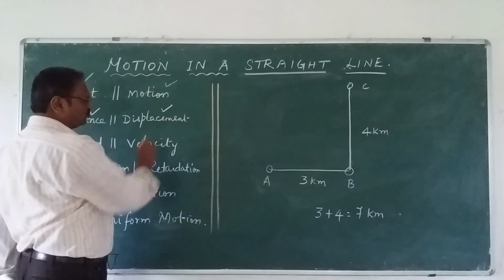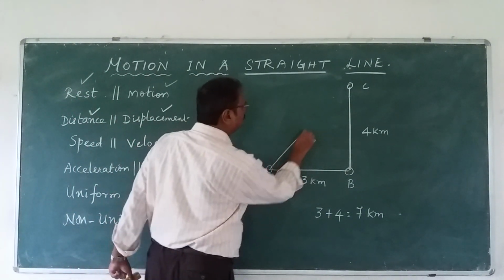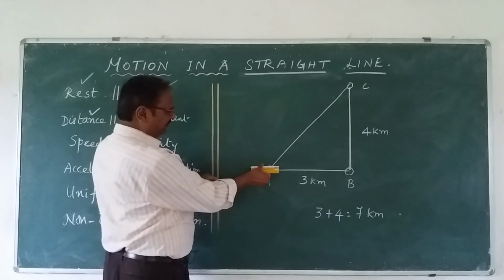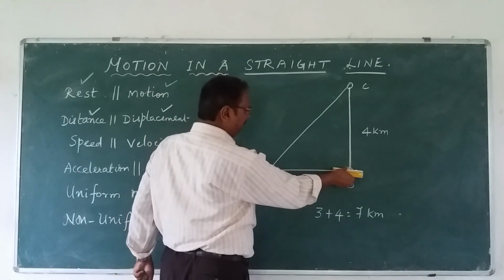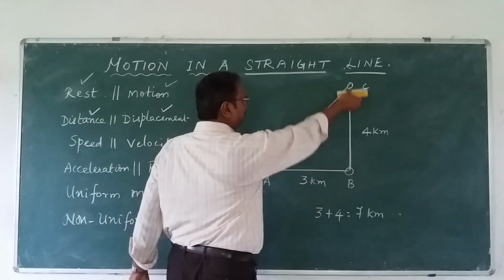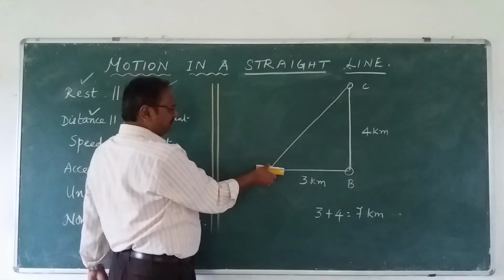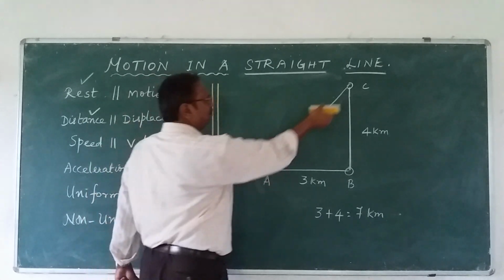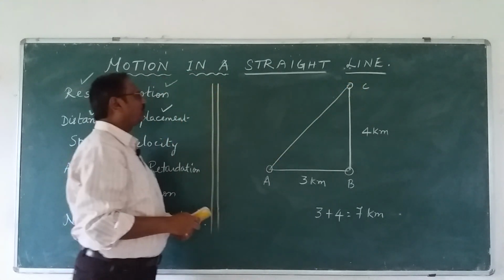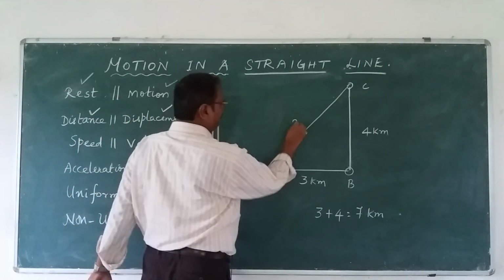But what is displacement? Displacement is the shortest distance between these two points A and C. The body is here, it moved to point B, then it moved to point C. So this is the actual path traveled by the body. But displacement is from here, the initial position to the final position, this shortest distance, which we call displacement. Now, what is the value of the displacement?